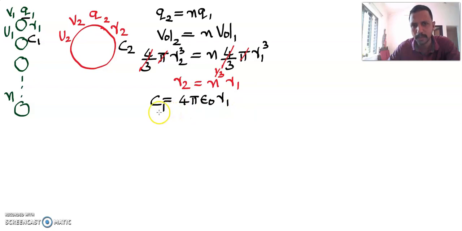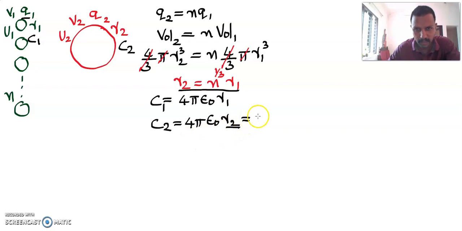C1 is the capacitance of the smaller conductor. And likewise, we could write C2. C2 should be the capacitance of the larger liquid drop. That should be 4 pi epsilon 0 R2. Clear? Now we know the relation between R2 and R1: R2 is equal to n raised to 1 by 3 R1. Therefore, I'm going to substitute it over here. That is, I could write 4 pi epsilon 0 instead of R2, n raised to 1 by 3 R1.